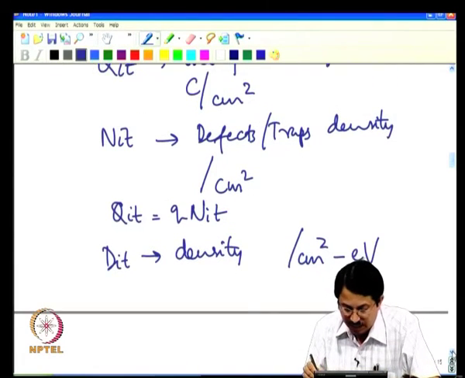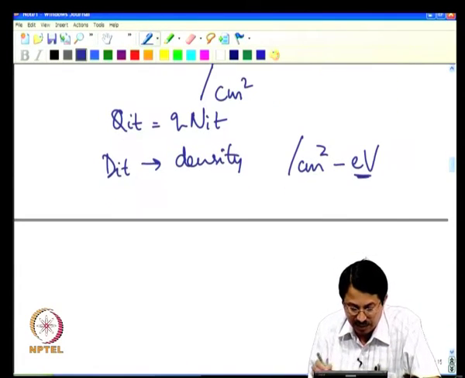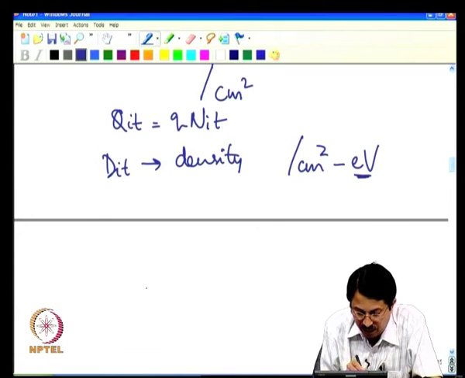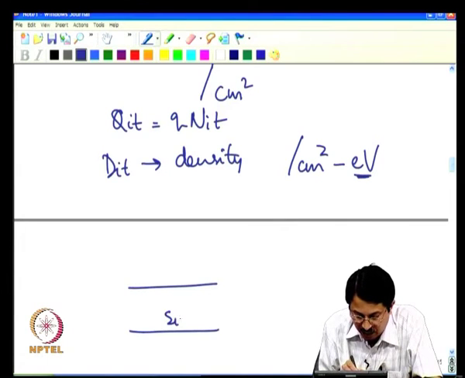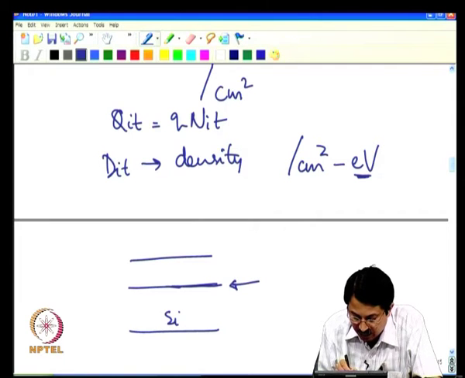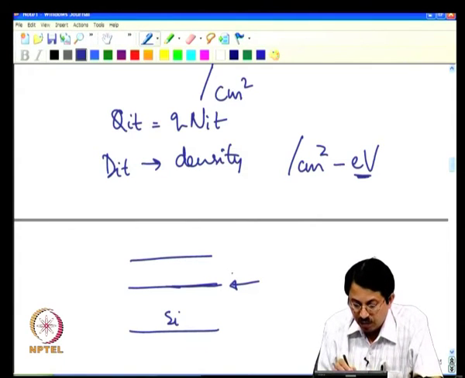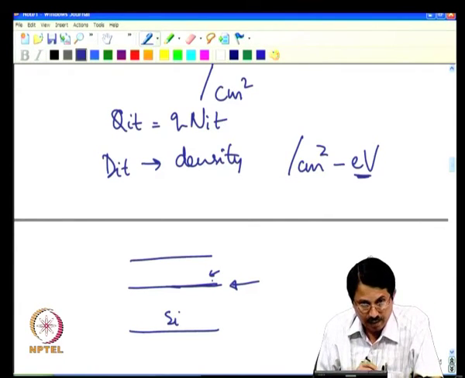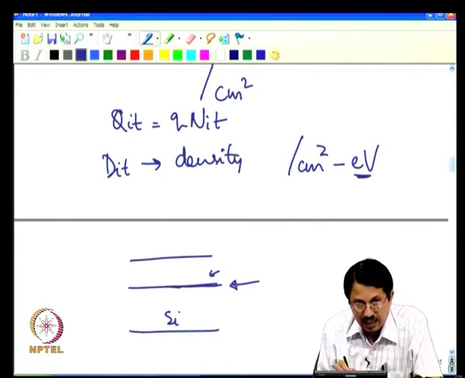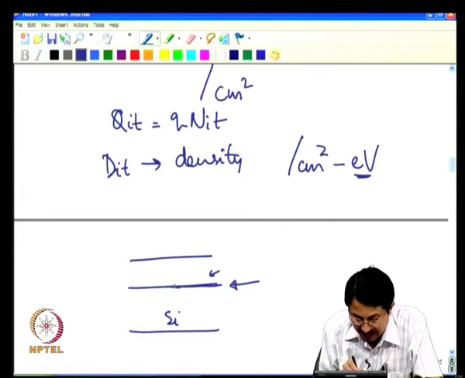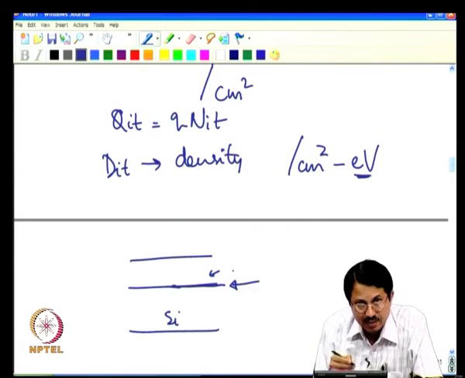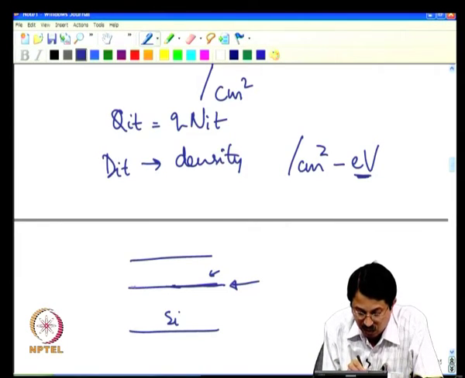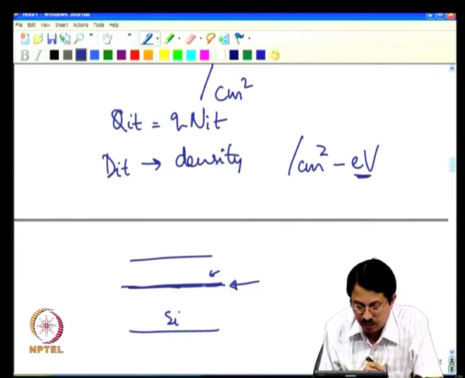So first of all, what are these interface traps? As the name suggests, when you have silicon and oxide exactly at this interface, the fixed oxide charge is a little away from the interface. Whereas the interface state charge that we are talking about is exactly at this location, and hence the name interface charge, going from silicon into silicon oxide exactly at this interface.